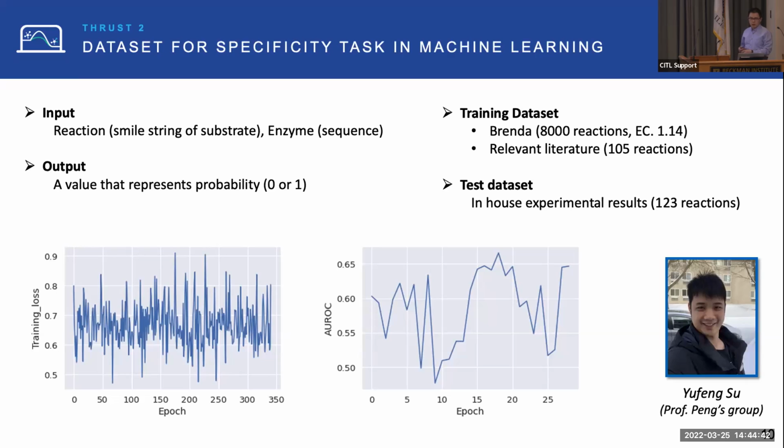Since we are still building up the data sets, we did some preliminary tests. Here the input is the reaction, using only the information about the substrate and the enzyme sequence, and the output is whether this substrate could do the reaction or not. For the training data set, we get the data from BRENDA, and we also manually extract some data from the literature. For the test data set, we got some in-house experimental results.